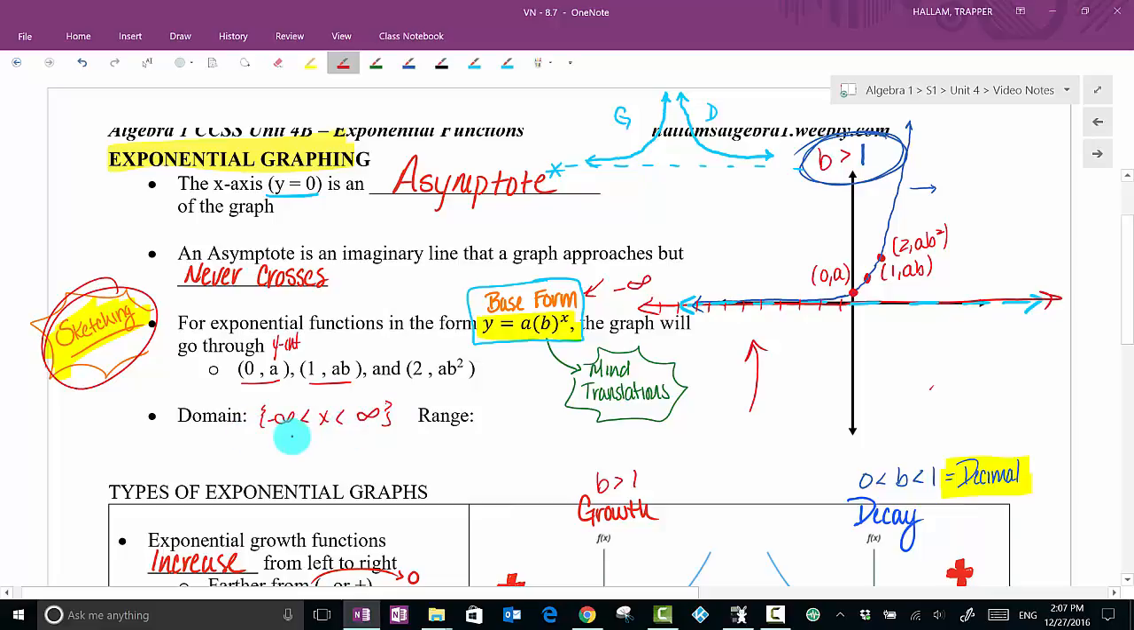And we know another way to represent this, right? We could say the words all real numbers, or we could put a bold R. In that case, most of the domains for this are going to be all real numbers. All right, but let's take a look at the range where that changes just a bit.